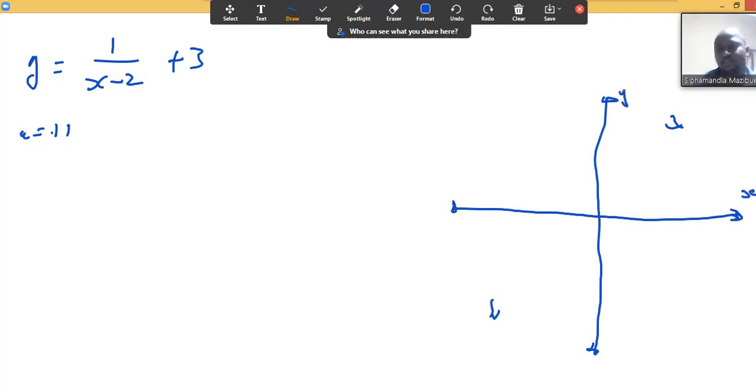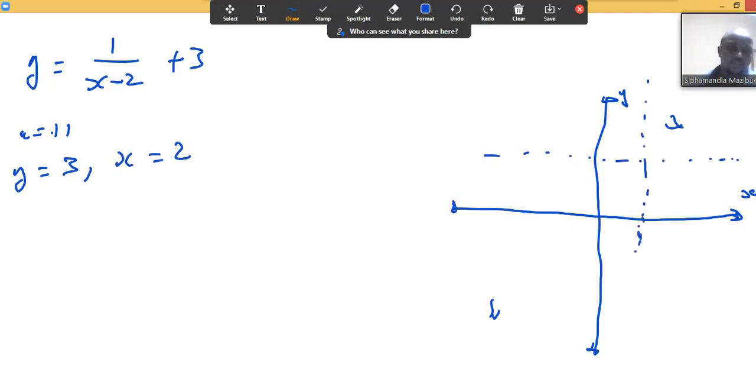So let's look at asymptotes. Our asymptotes are y equal to 3 and x equal to 2. So we can look at our asymptotes. Y is 3, so our asymptote is here, and x is 2, our asymptote is here, because x is 2 and y is 3. Already you know that your graph will be here and here, so you can already relate. So let's look at the intercepts then.